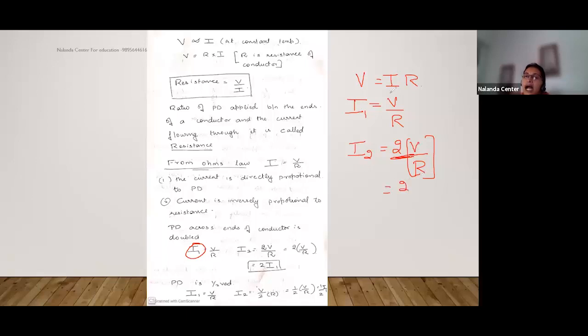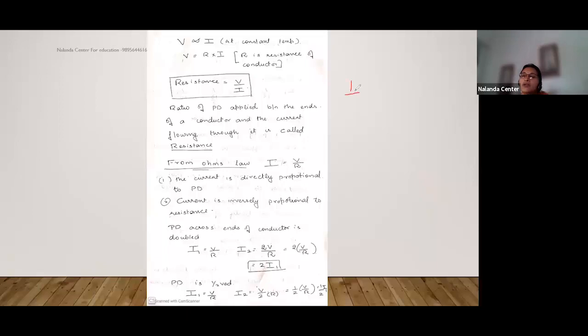That means I can write V by R as I1. So my current has become 2 times. All these kinds of questions say, what is going to happen to the current when your voltage is reduced to half? So I1 is going to be V by R. Now my voltage is reduced by half. Voltage has become V by 2.